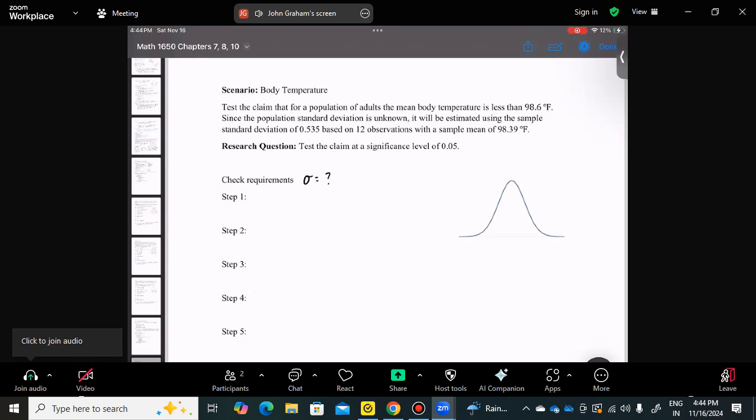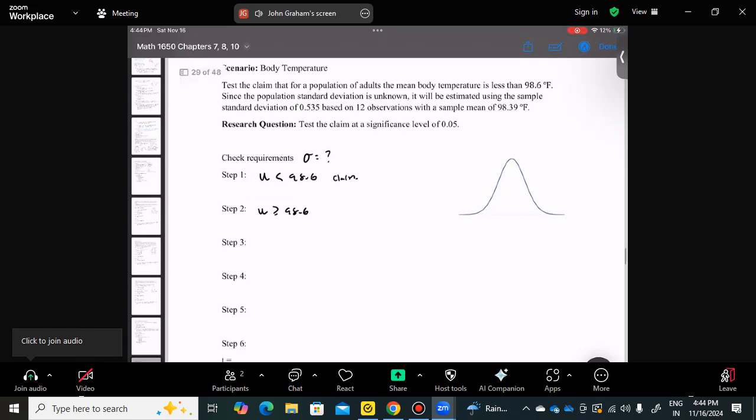Alright, so we're testing the claim that the mean is less than 98.6 degrees. And this is again the claim. The opposite of this claim is that it's greater than or equal to 98.6. And so we set up our null hypothesis that the mean is equal to 98.6, and the alternate, which is the claim, is that the mean is less than 98.6.